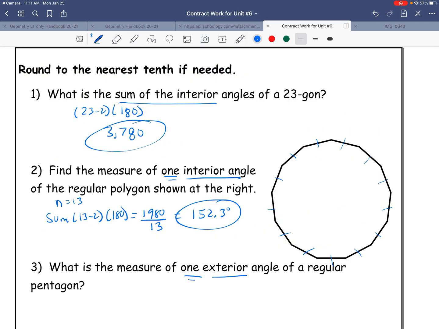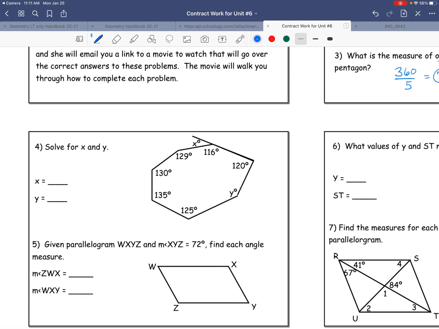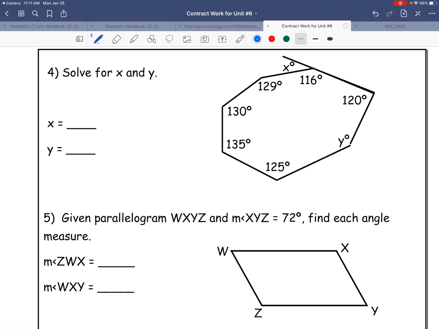What is the measure of one exterior of a regular pentagon? Exterior angles always equal 360, so the sum of the exteriors is 360, and we have to divide that by 5 because there are going to be 5 exterior angles. That gives us 72 degrees. So check this first slide. Make sure you see me with any questions if you've got any of these wrong.